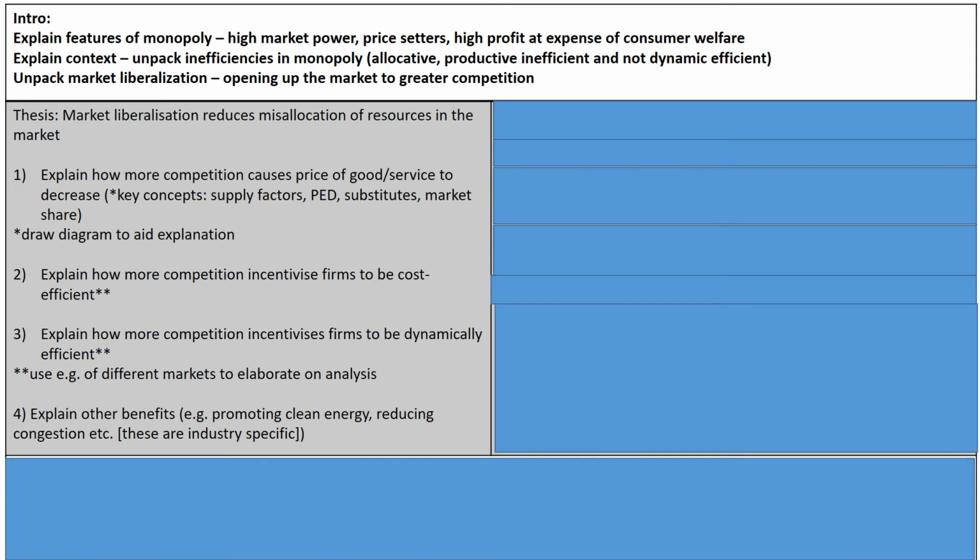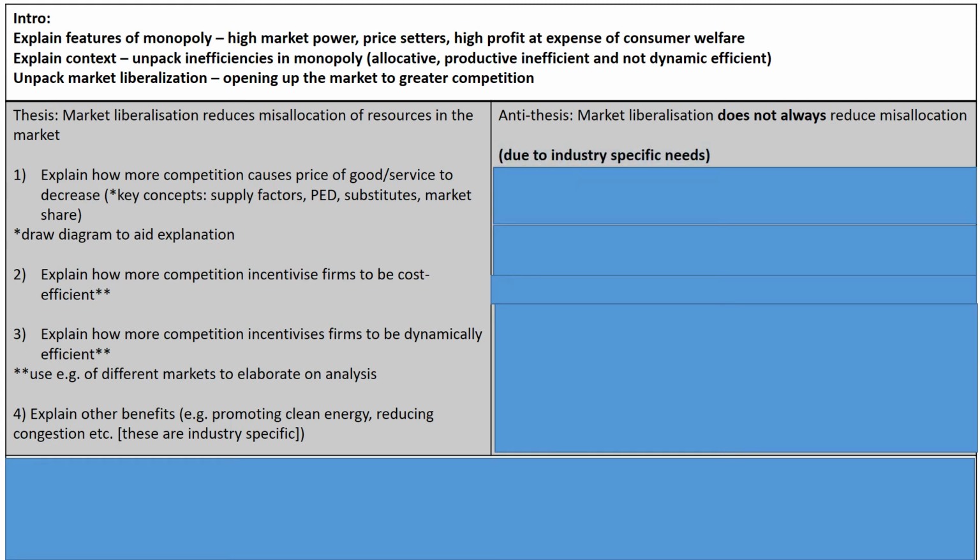So then we should move on to our antithesis about how market liberalization does not always reduce misallocation. Again, I repeat, it's not about bringing other policies that reduce the misallocation, but it's about arguing why it's not always going to reduce misallocation, if we go according to how the question is asked. So I would say that there are two main reasons why it does not always reduce misallocation.